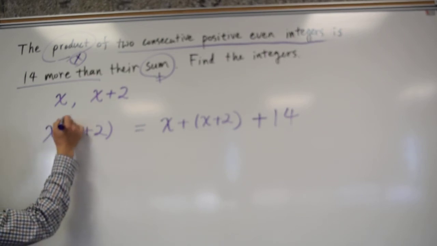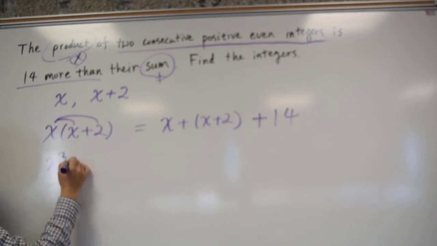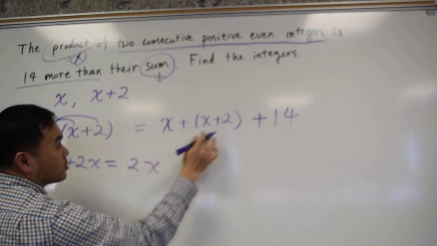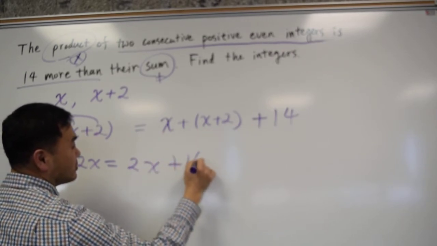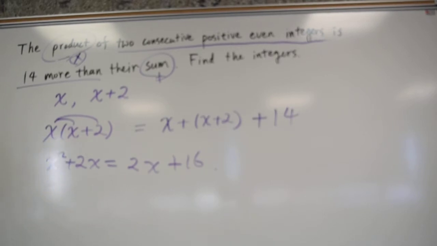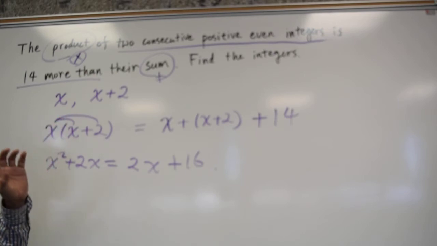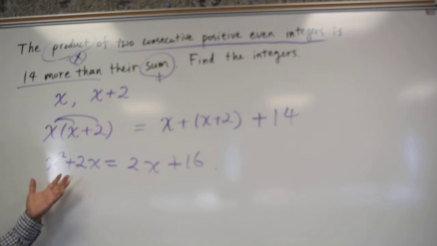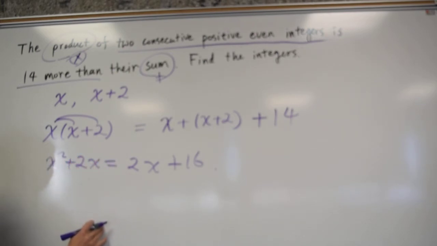Okay, so let's expand. This is x squared plus 2x. x plus x is 2x. 2 plus 14 is 16. See, it wasn't that hard. If you're able to just cut this into small parts and just work on those, at some point you can put everything together and you have an equation. It's not that bad.